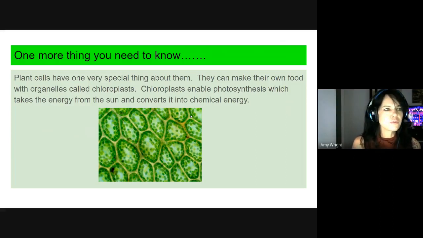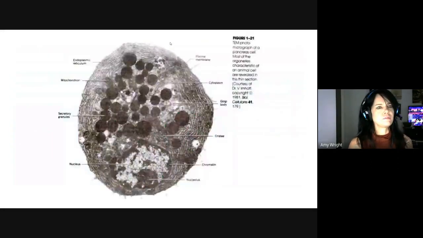So plant cells have one special thing about them. They can make their own food with organelles called chloroplasts. Those are those green things in here. That's what gives them their color green. Chloroplasts enable photosynthesis, which takes the energy from the sun and converts it into chemical energy. If we could all do that, there would be no starvation.